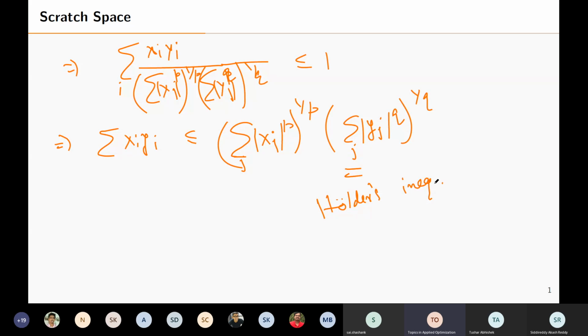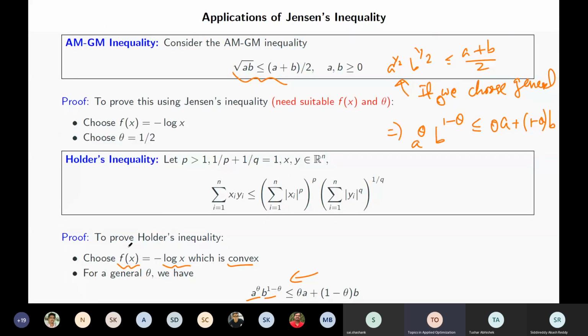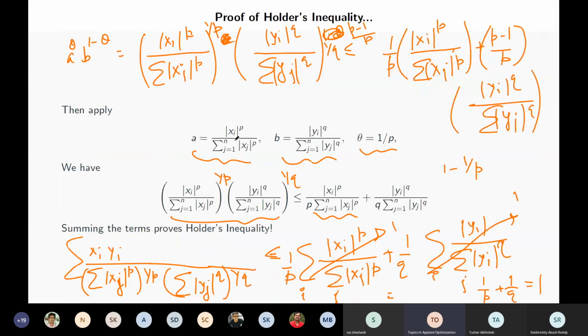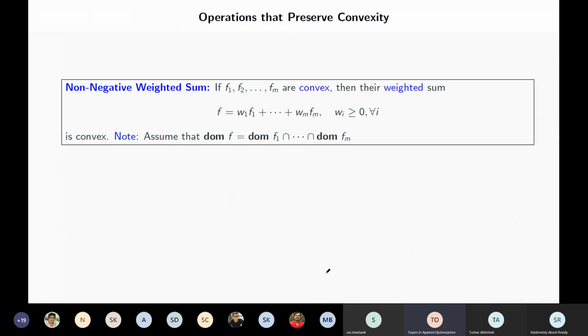So what we have seen is that we started with a function which is convex, and then the inequality holds for this function, and then we use this inequality with a proper choice of a and b and theta to prove the Holder's inequality. Okay, so these are some applications of Holder's inequality.